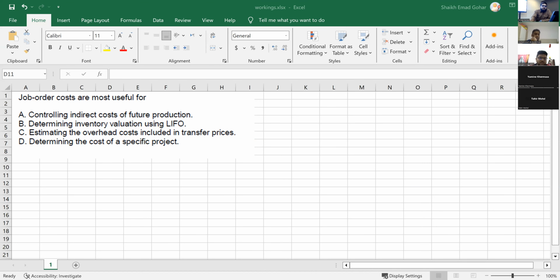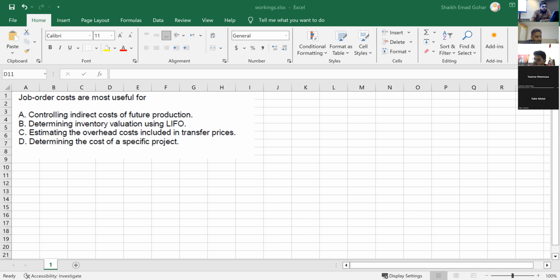So my friends, what is the question here? The question is: job order costs are more useful for... So this question is from which topic? Job order costing.